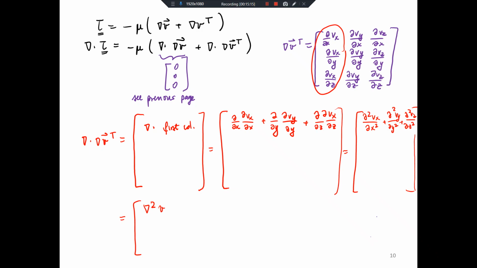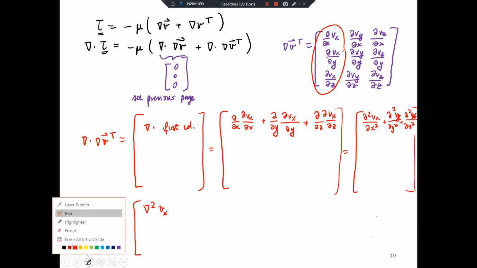No, I had Vx everywhere. Vx, Vx, Vx. This is the Laplacian. Apologies for this omission. So this, by definition, let me properly erase. Okay. So this is the Laplacian of Vx.